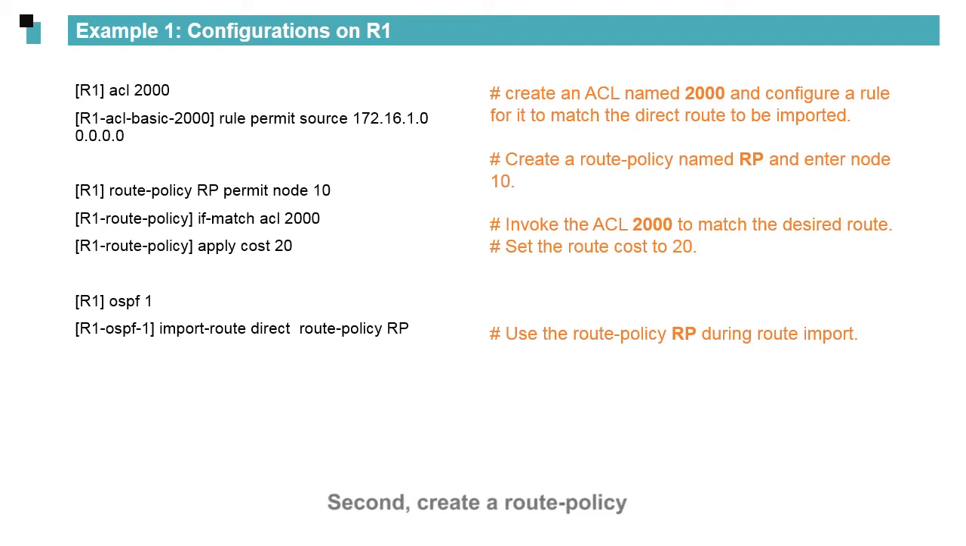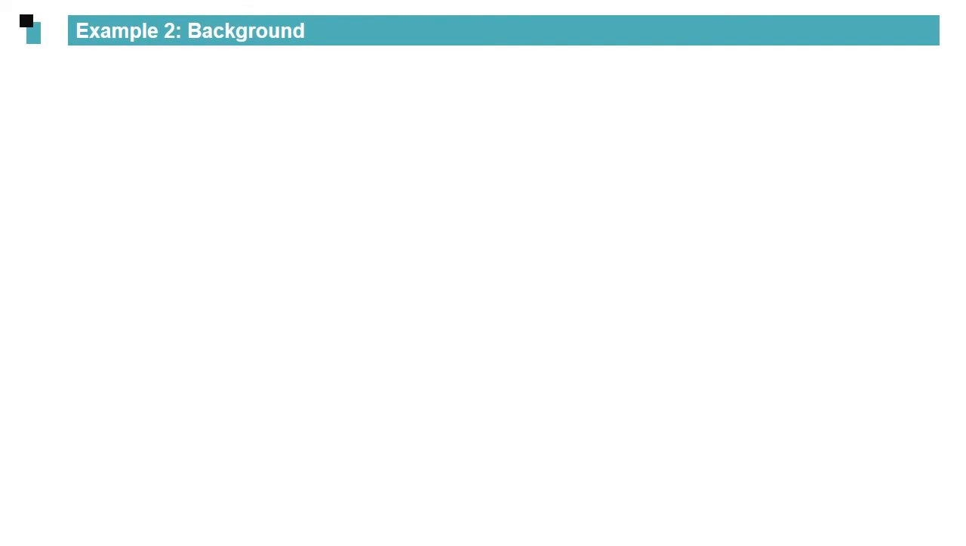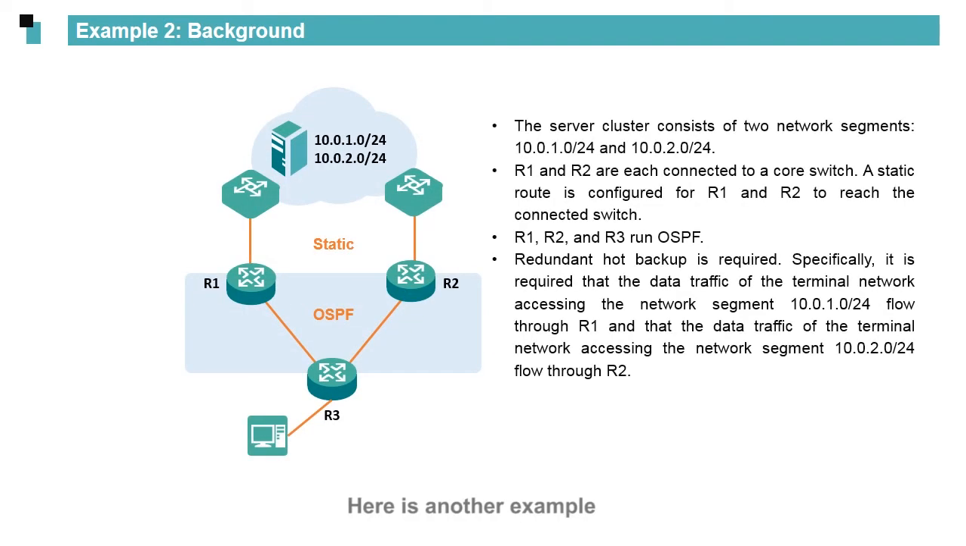0.0.0.0. Second, create a route policy and configure an if-match clause to invoke the ACL 2000. Finally, run the import-route direct route-policy RP command in the OSPF view on R1 to import the desired route to OSPF. Here is another example.